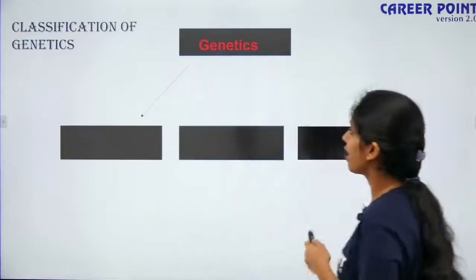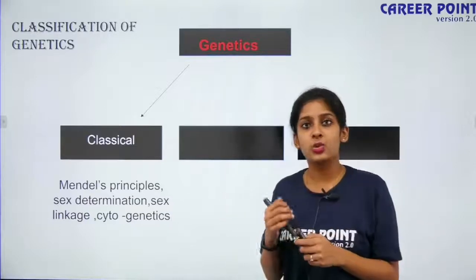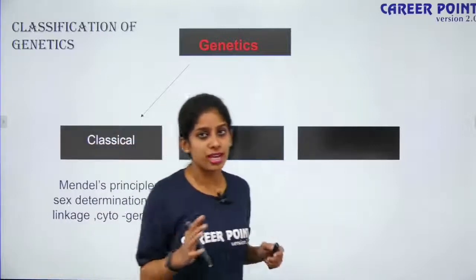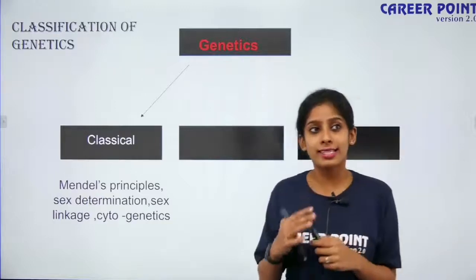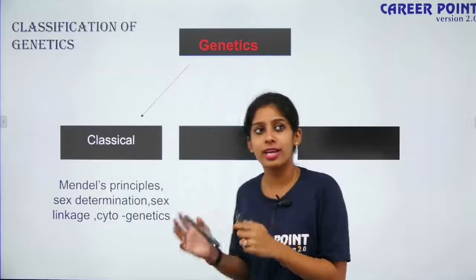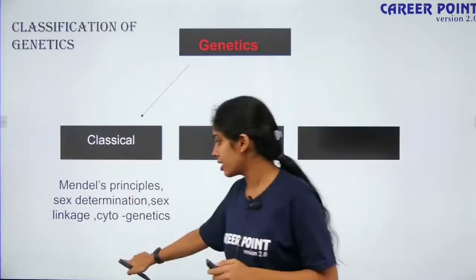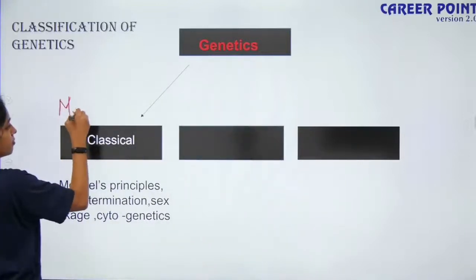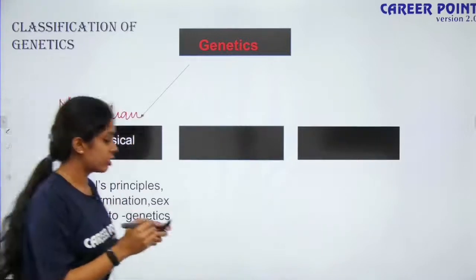So how is it classified and on what basis? First is classical genetics. Classical is the oldest or the most highlighted one in genetics. Here we are going to talk about Mendel's principles, sex determination, sex linkage and cytogenetics. Cyto is cell, so the study of cell genetics is called cytogenetics. So that is our classical genetics. Classical genetics is also known as Mendelian genetics.